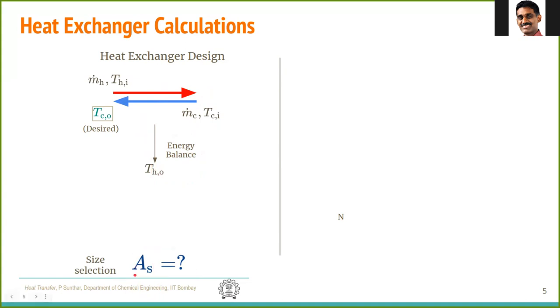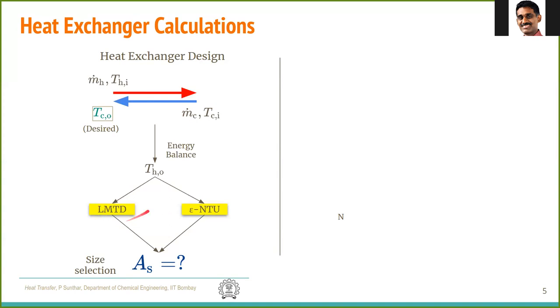but we don't know what is the size that is to be used. So this problem of finding the size, what is the size? Answering that question is a question of heat exchanger design. That is, you're designing a particular heat exchanger for achieving a desired temperature. This can be done by two methods. One is called the LMTD method. We have heard of LMTD before, which is log mean temperature difference. And the other method is called the ε-NTU method or effectiveness NTU method. We'll see both these methods in detailed lectures.